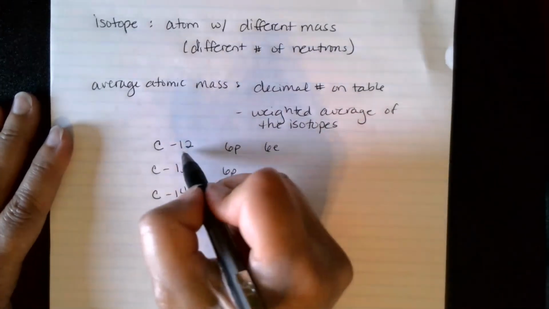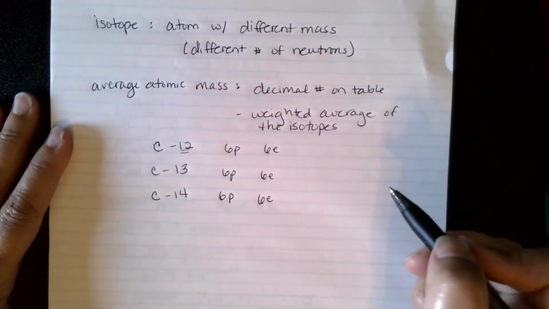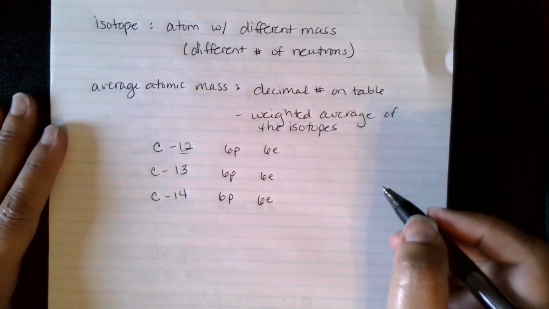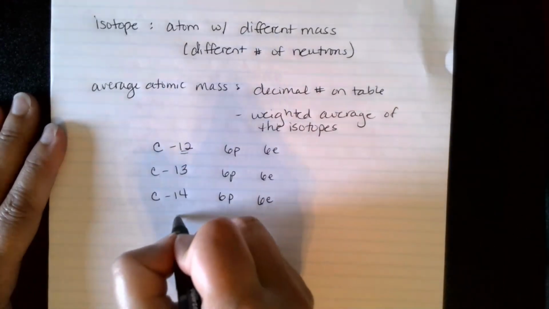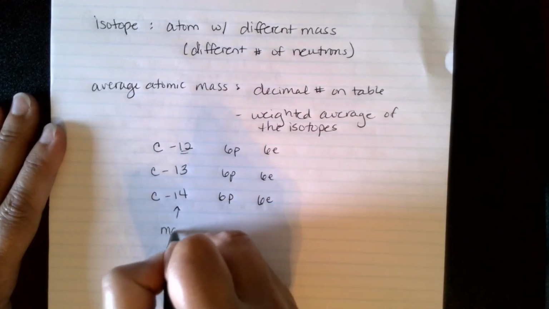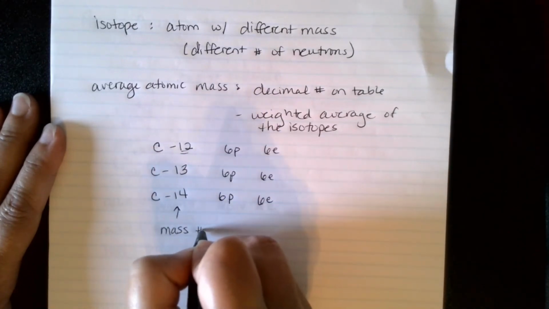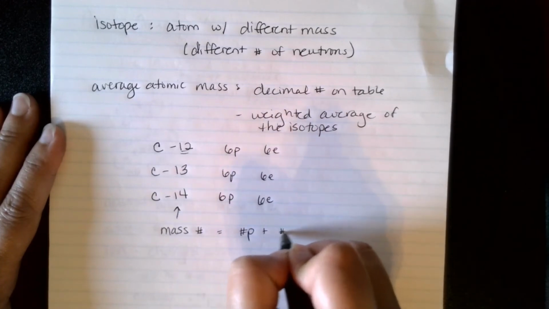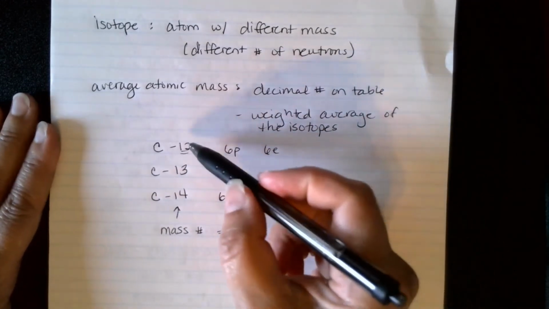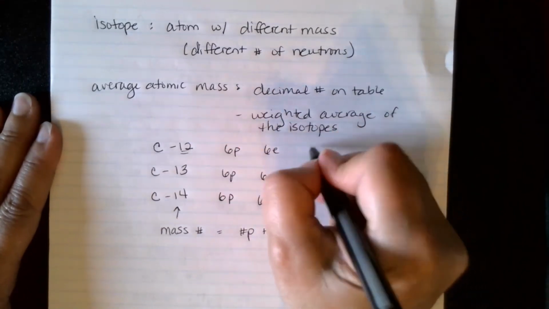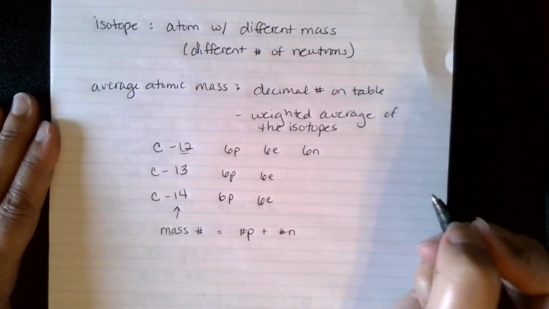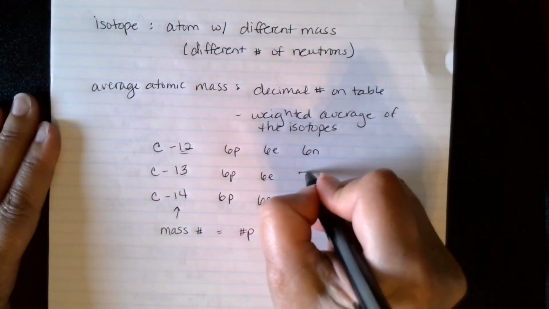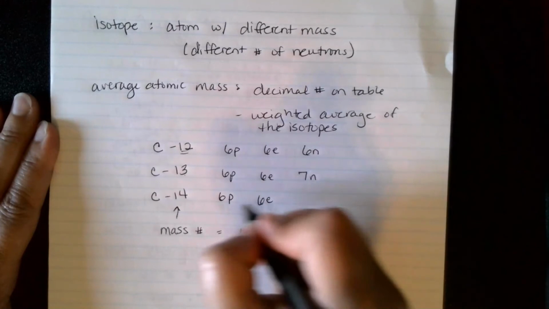Okay, but this is telling me the mass. And remember, the mass is the protons and the neutrons. So this is the mass number. That's the number of protons plus the number of neutrons. So if it has a mass of 12 and 6 are protons, that's 6 neutrons. If it has a mass of 13 and 6 are protons, then we have 7 neutrons. And this would be 8.